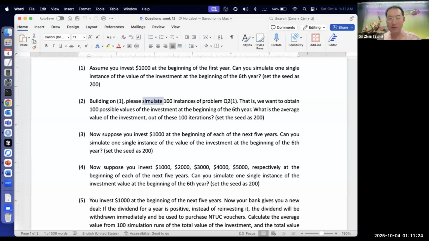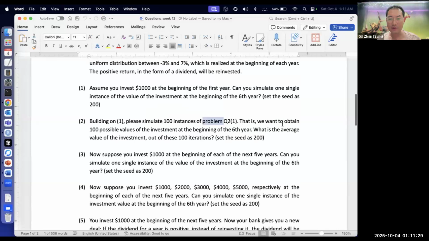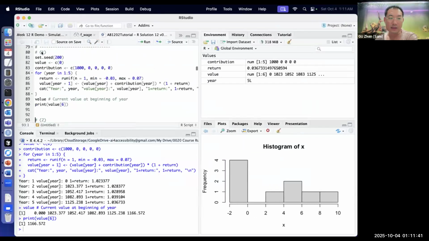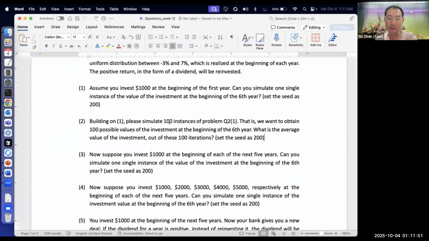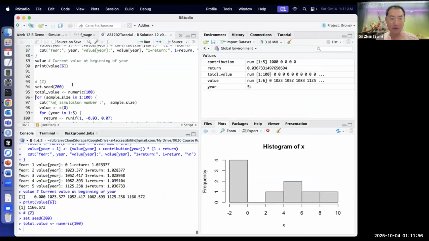And the second one, build on one. Please simulate 100 instances of problem Q2.1. That is, we want to obtain one possible values of investment at the beginning of the 6th year. What is the average value of the investment out of this 100 iterations? So this is the backbone inside it. Now we're going to repeat it 100 times.